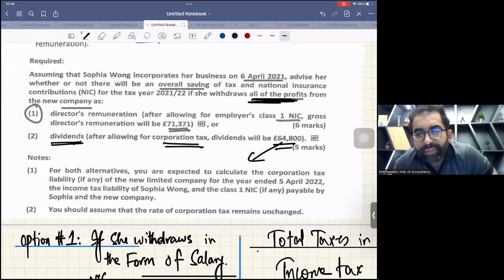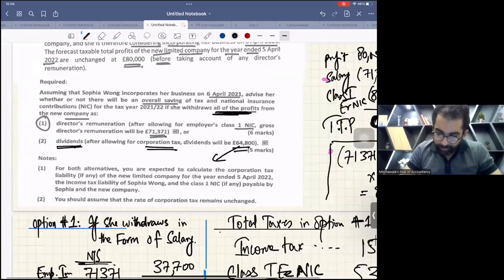Yes, we have sent. Listen, my dear student, I agree. We have 80,000 profit, but we can't withdraw the complete profit. First, we have to pay corporation tax and then we withdraw profit after tax. So I will prove this number 64,800. Okay, look here.